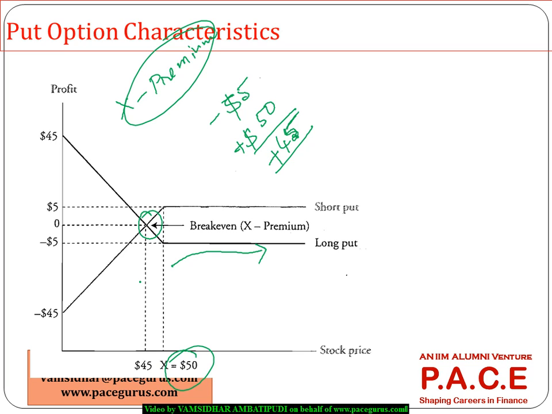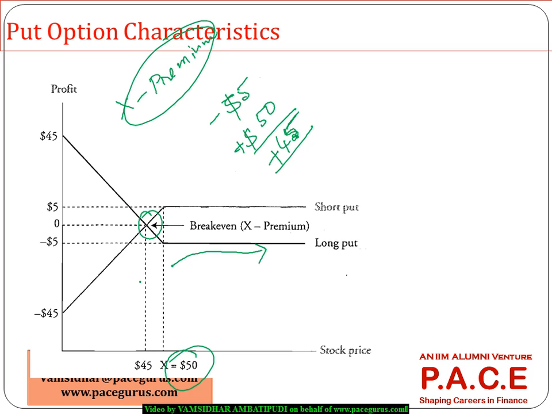And if the market price is going lesser and lesser, 49, 48, I have an option to sell it to you at 50. So I'll sell it to you, which means I will gain that $2, $3. But on the other side, I have lost $5 because I have paid a premium. So until 45, I'll start recovering my loss to some extent. But if the market price goes below 45, then I'll start making profit.